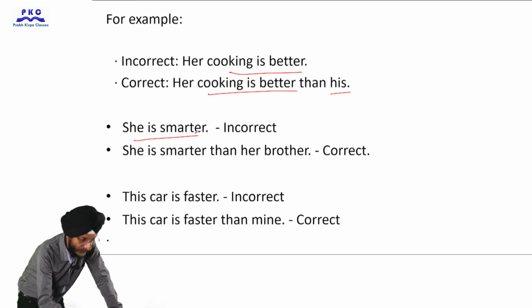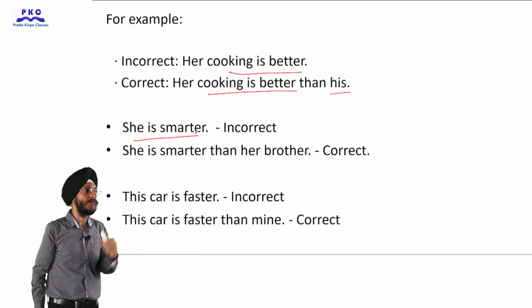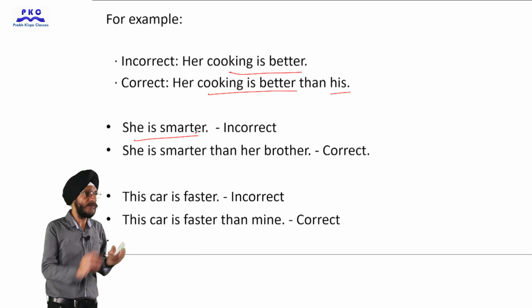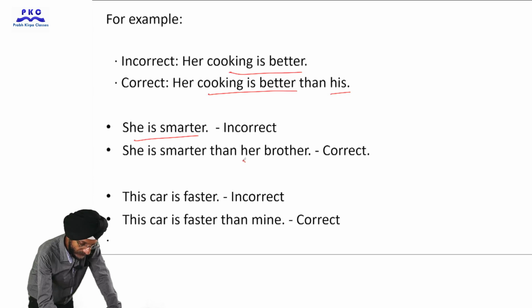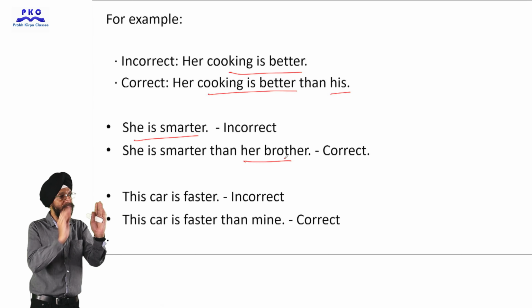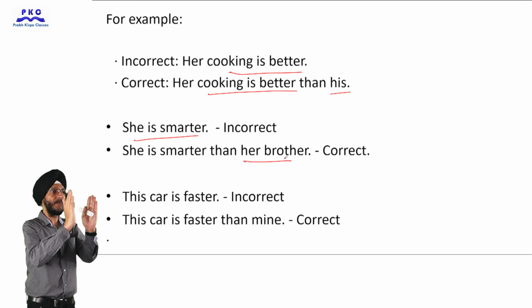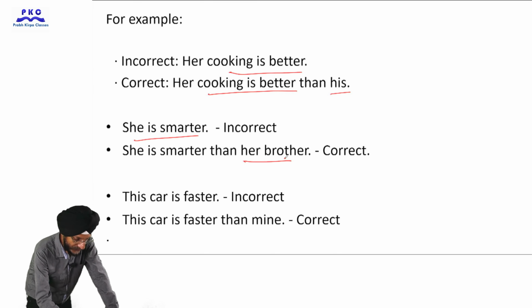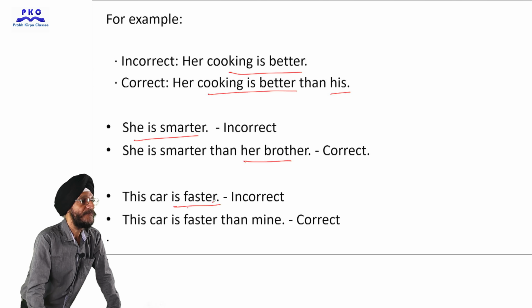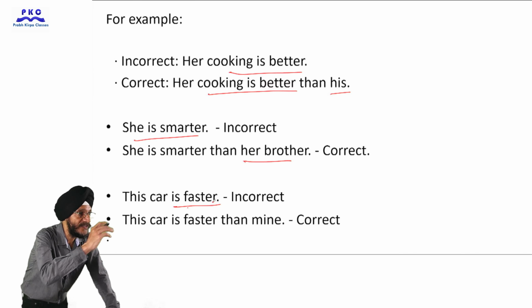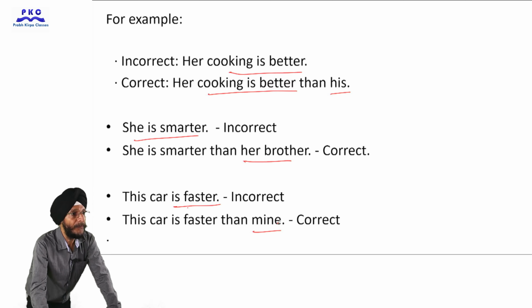Next is, she is smarter. Smarter than whom? The comparison is incomplete. She is smarter than her brother. The comparison has been made. Two things have to be there to make a comparison. The car is faster. Faster than what? The car is faster than mine. Mine means my car.